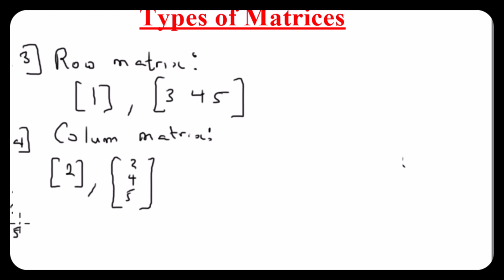Okay, number 5, we have the zero or null matrix. Zero or null matrix.